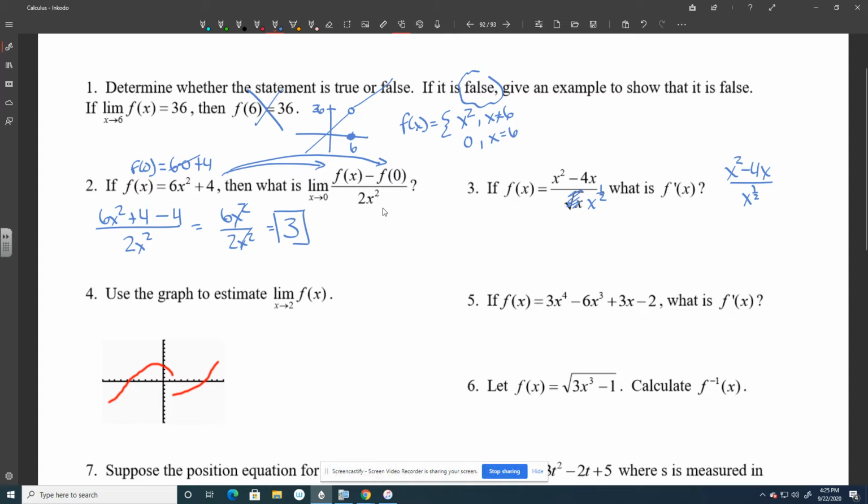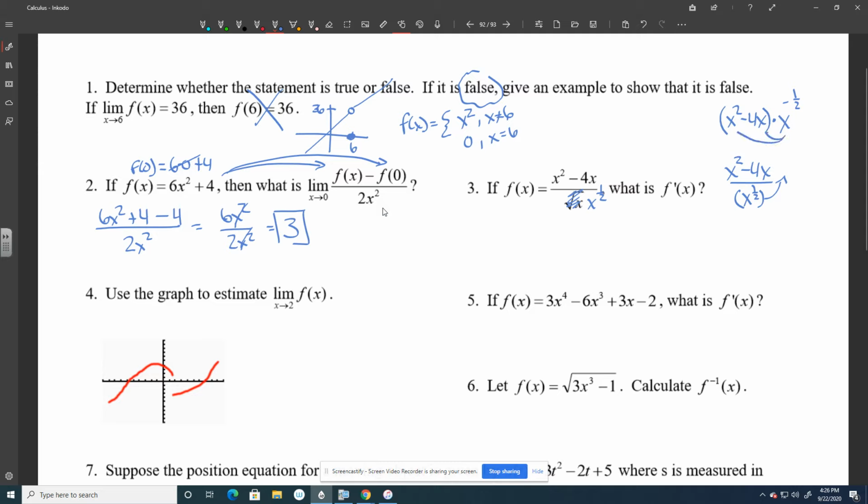You can also take this x to the 1/2 and move it to the top and make it an x to the negative 1/2. In that case, you would be doing x squared minus 4x being multiplied by x to the negative 1/2. So right here, you just have a product rule, which you know how to do the derivative of. The other option, once I move it up here to the top, because I've got a bunch of x's in here, I'm going to actually distribute this x to the negative 1/2 inside.